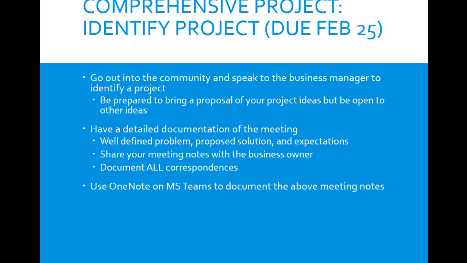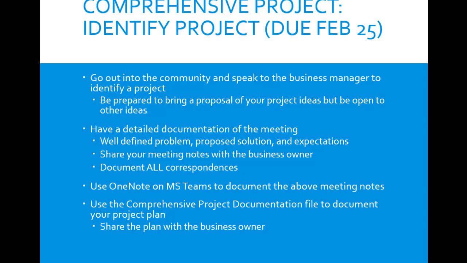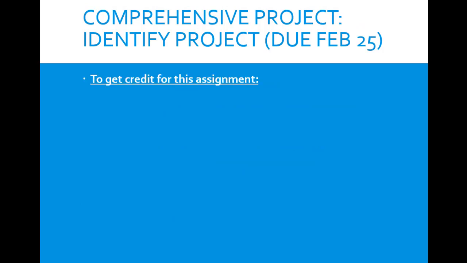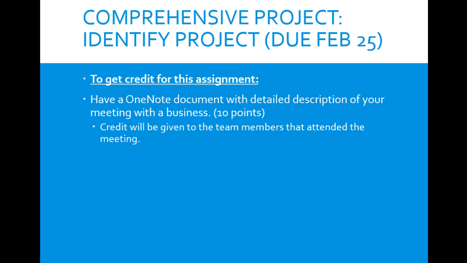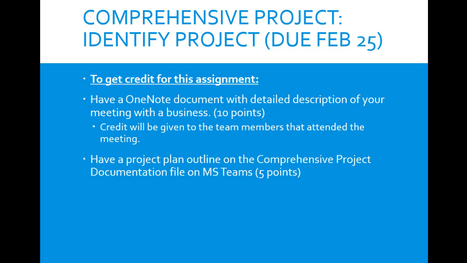Then use OneNote on Microsoft Teams to post all those meeting notes. And use the project documentation file, like I mentioned, to have a project plan for the project you plan to deliver. To get credit for this assignment, you need to have OneNote documentation of your meetings, both with the business and with your teams. The team members who will get these points are the ones who attended the meeting with the business, and also the ones who attended the meeting of the teams. Then have a project plan, and that's what I'll be looking for in your Microsoft Teams site. I will go in and see whether you have created a plan and whether you have shared it with your business.